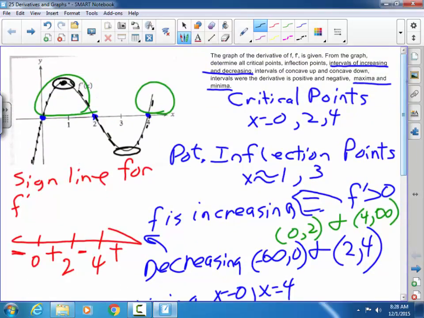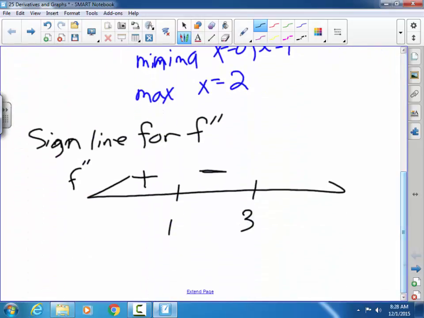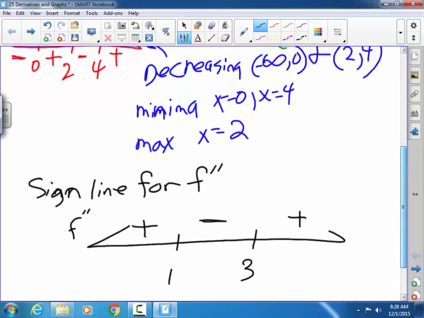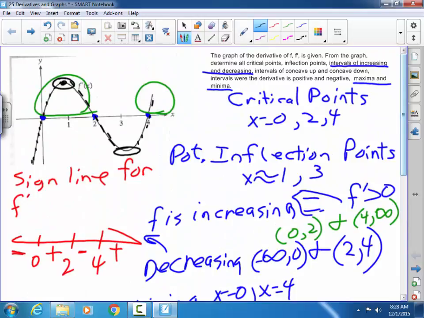The slope is positive. And remember, when I say slope there, I'm talking actually about the second derivative. It's the slope of f prime. This is where it gets confusing to you, okay? The slope of f prime. We're looking at the second derivative by looking at the slope of f prime.